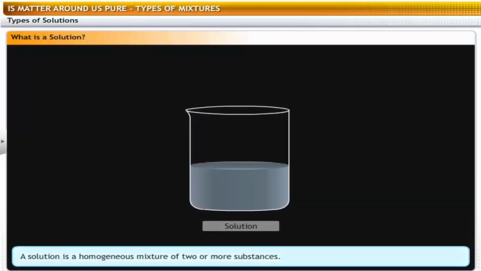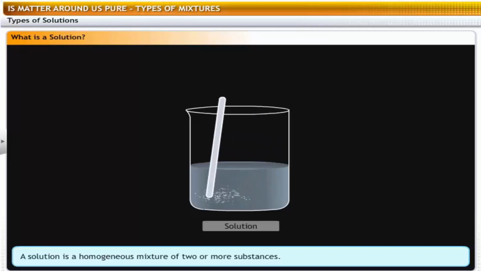A solution is a homogeneous mixture of 2 or more substances, which means that the density, viscosity, and other physical properties are the same in any part of the solution. For example, a salt solution tastes the same throughout.